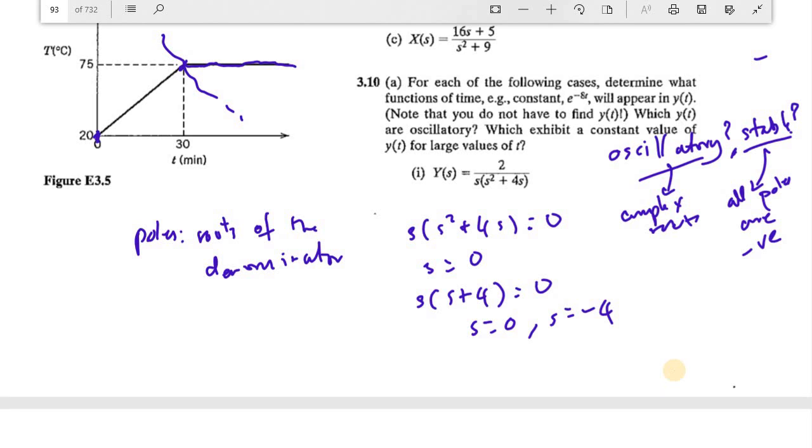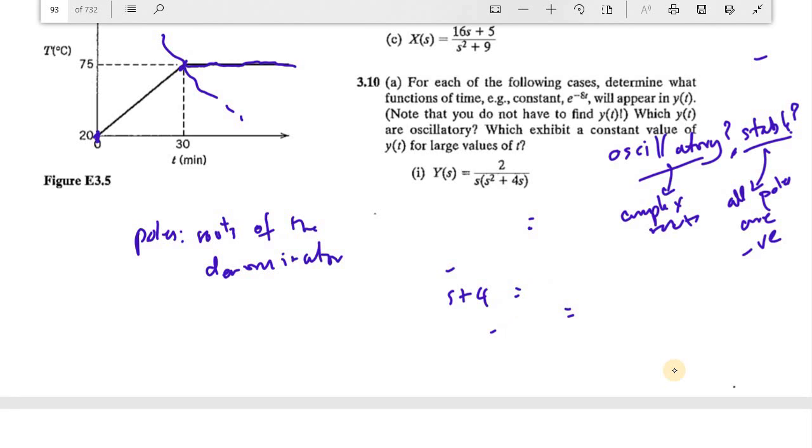I can find the solution if I would like, but it's very clear that it will not be stable if t approaches infinity. Is it oscillatory? No, it is not oscillatory because we have no complex roots here. So this is one way of looking at it. Someone else would do something else.